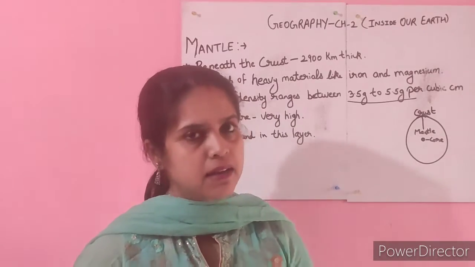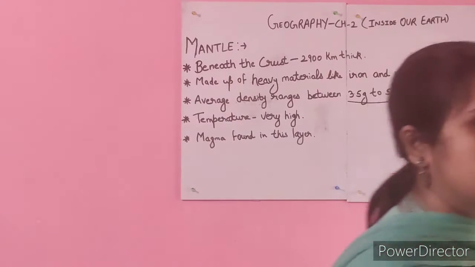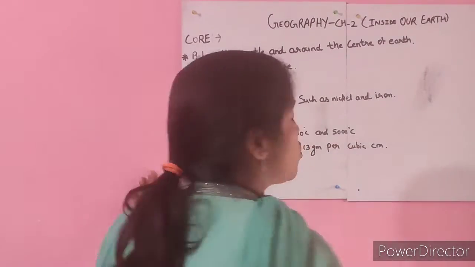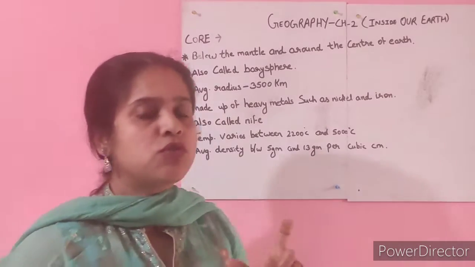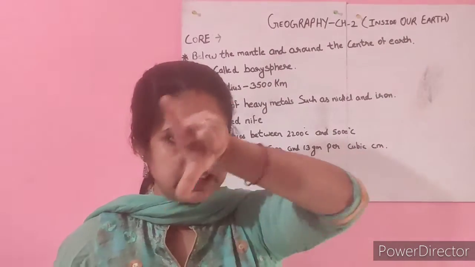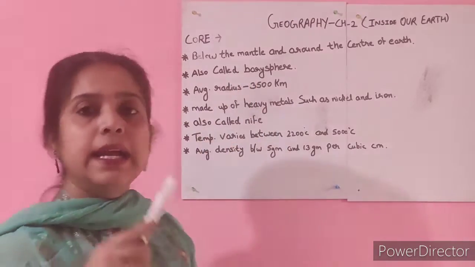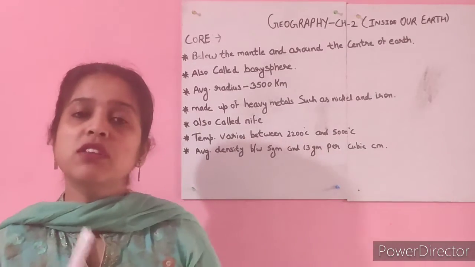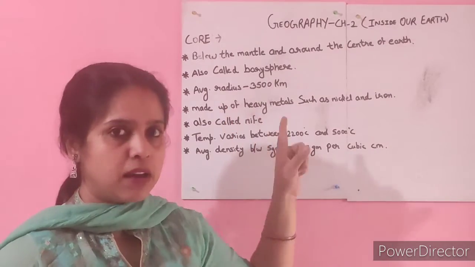Now we are done with crust. We are done with mantle. Now next I will be telling you about core. Okay, so we are done with the mantle. Now we will start with the core. I showed you a diagram of the earth representing the crust, then the mantle, and then in between we have the core. Now this core is below the mantle and around the center of the earth, which is very, very hot. Here it is also known as barosphere.